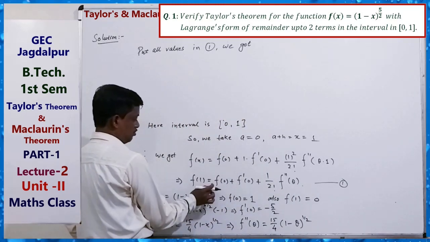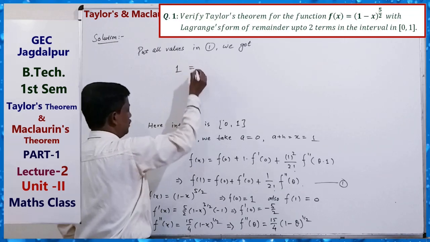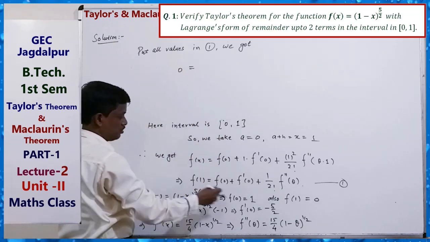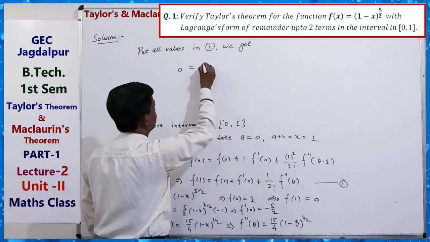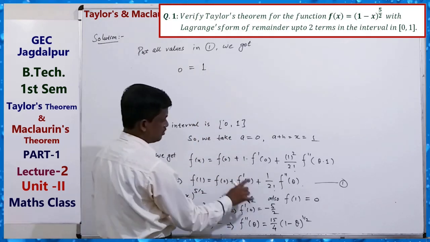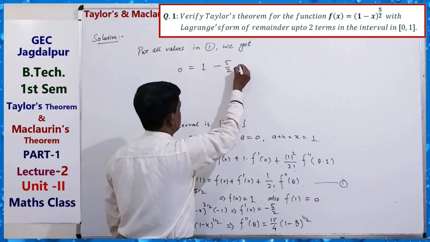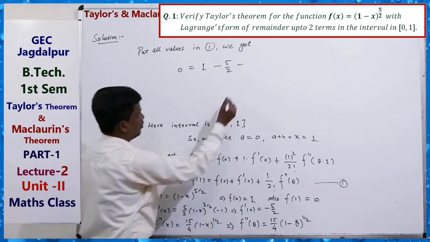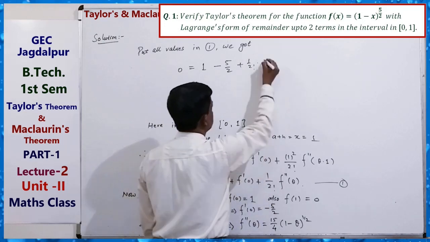So just put the value in this. f(1) is 0, so 0 equals, just solve it. f(0) equals 1. Now f dash 0 is minus 5 by 2. And f double dash theta equals this, 1 by 2 factorial times 15 by 4.